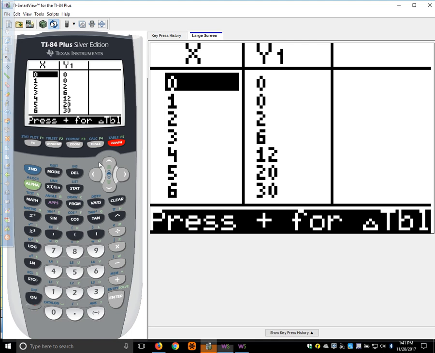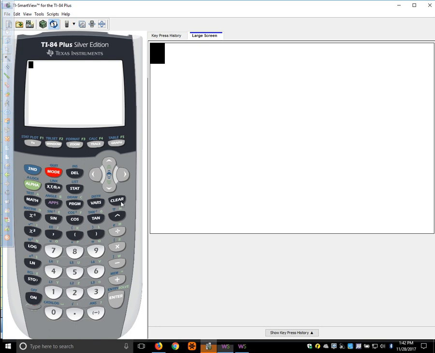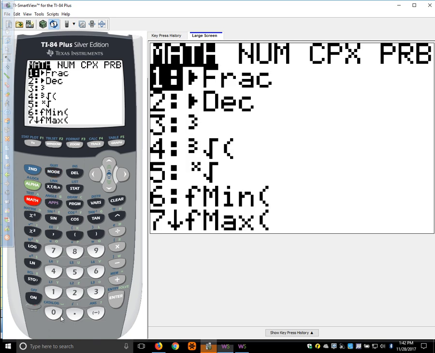Your calculator will also calculate sums. So if you have a newer calculator, you should be able to do math. So hit the math button, and then 0.